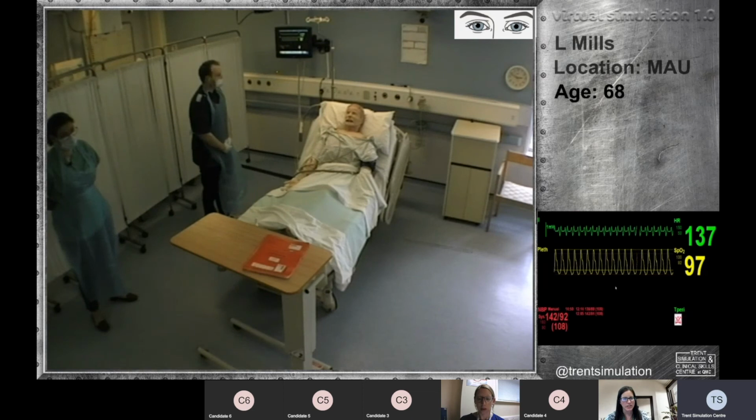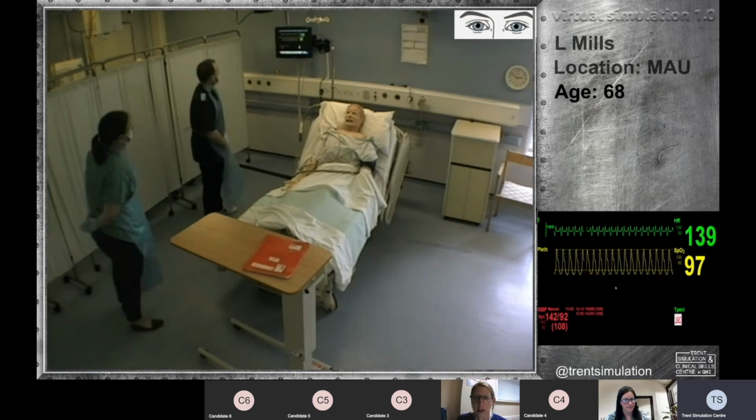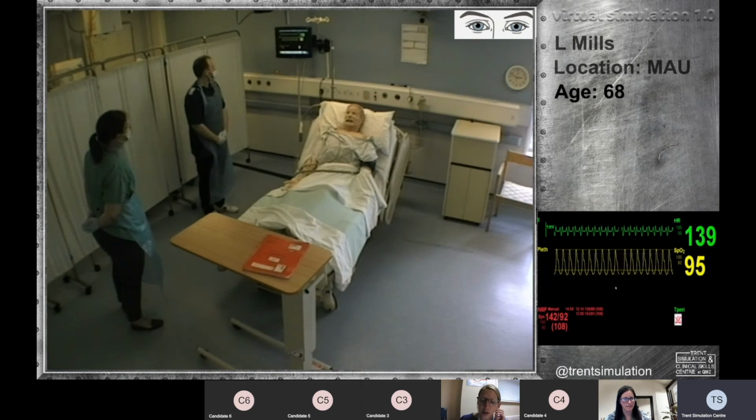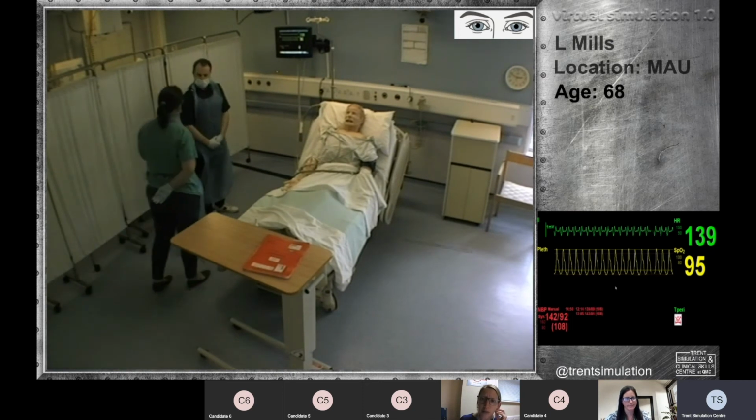I'm not sure about that ECG trace. Should we check a 12 lead? Yeah, that's a really good idea. Sorry, nurse, could you do a 12-lead ECG for us as well? Not a problem.